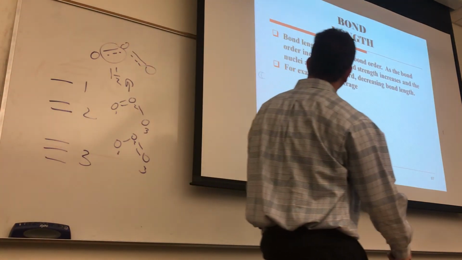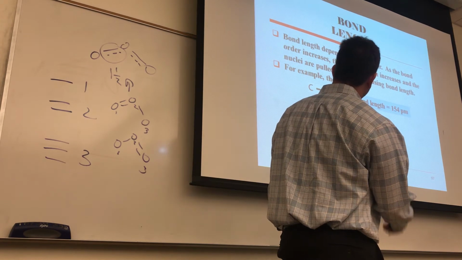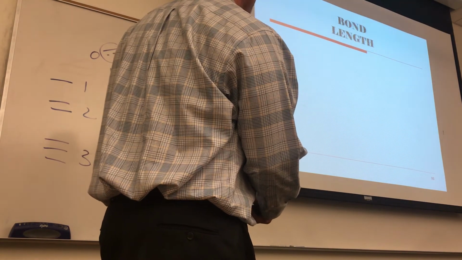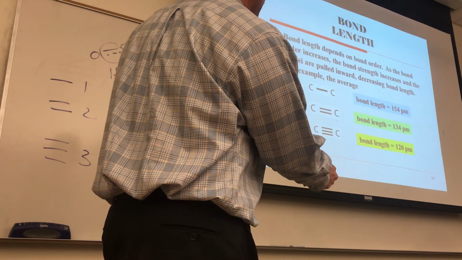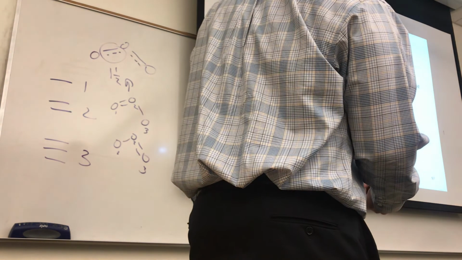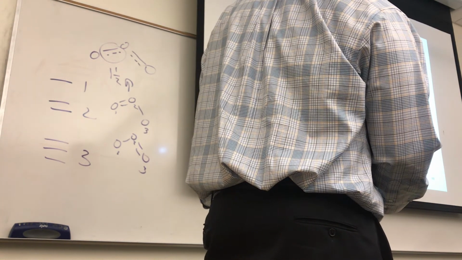Okay, so what are we doing here? The bond length, 154 picometers for the carbon-carbon single bond, 134 for the double bond, 120 for the triple bond, just shows it goes down, okay? What's the point of that? I guess it's just a summary. Yeah, it's a summary.